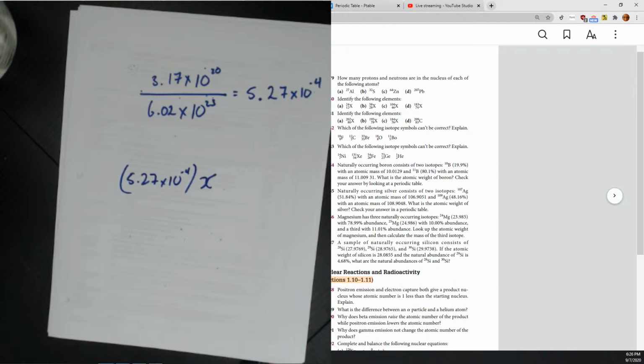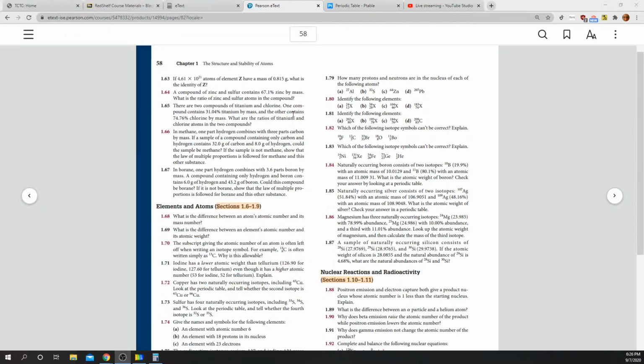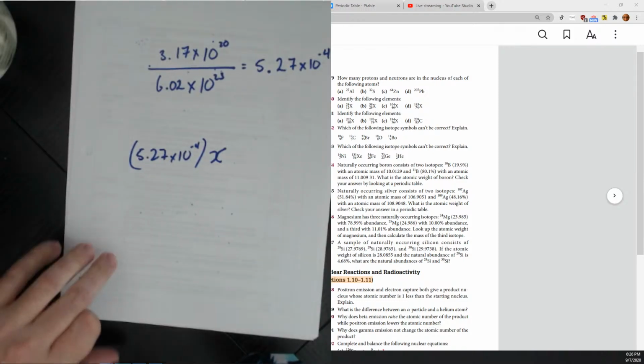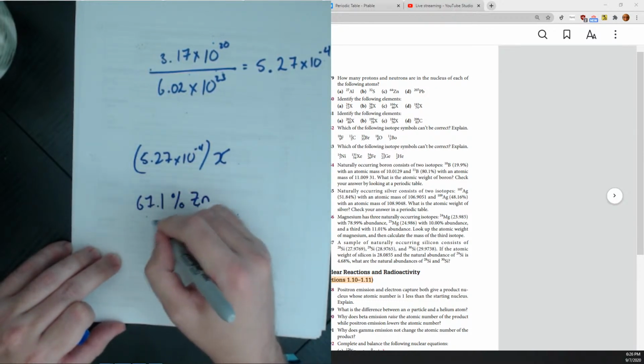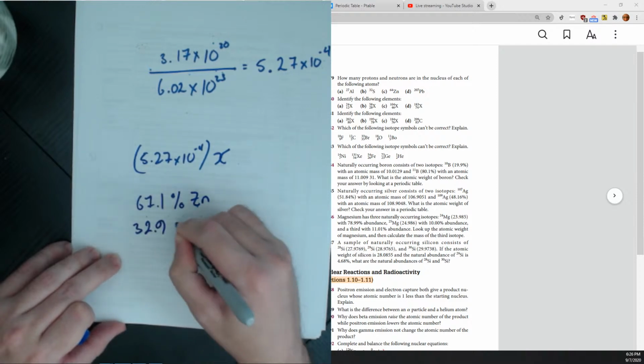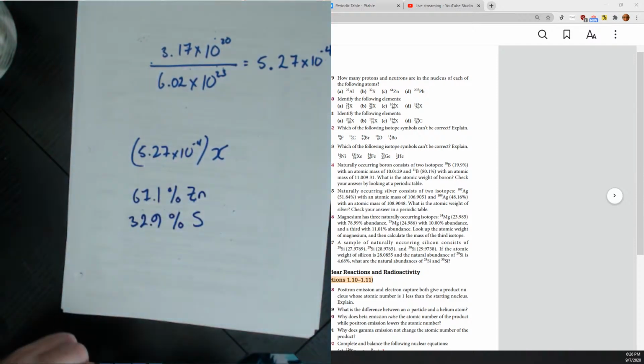All right, 62. Next up is 64. A compound of zinc and sulfur is 67.1% zinc by mass. What is the ratio of zinc and sulfur atoms in the compound? Ooh, that is an interesting problem, because we haven't really covered a good way to solve that yet. Ooh, that is a good brain twister they gave you there. All right, so 67.1% zinc, which means that it's going to be 32.9% sulfur.